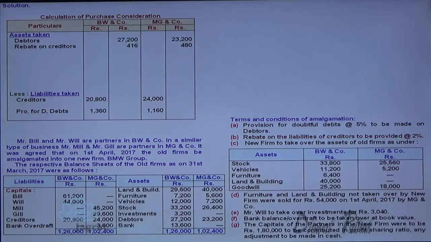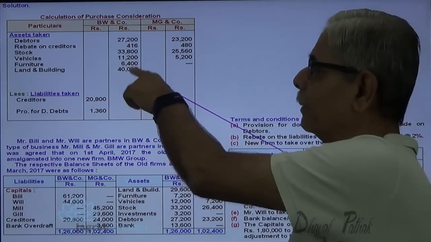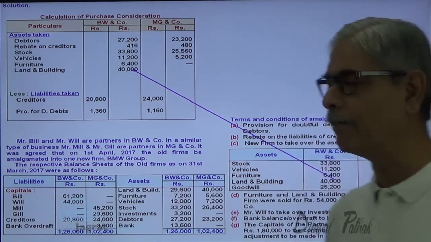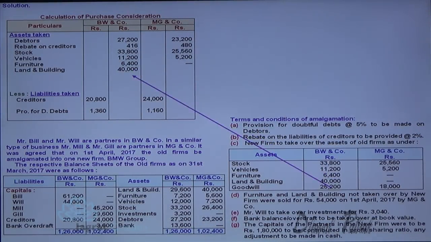Now next, the new firm takes over the assets of the old firm. So stock is taken as 33,800 and 25,560. Vehicles are purchased for 11,200 and 5,200. Furniture of BW 6,400 and 40,000. These are the true assets purchased: land and building, and furniture of BW are purchased. That of MG are not purchased, which we have noticed while reading the sum. Goodwill is also purchased, the reputation.